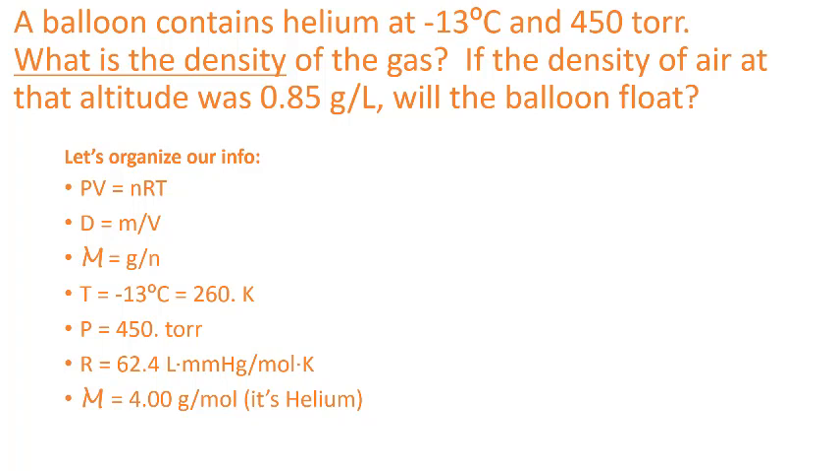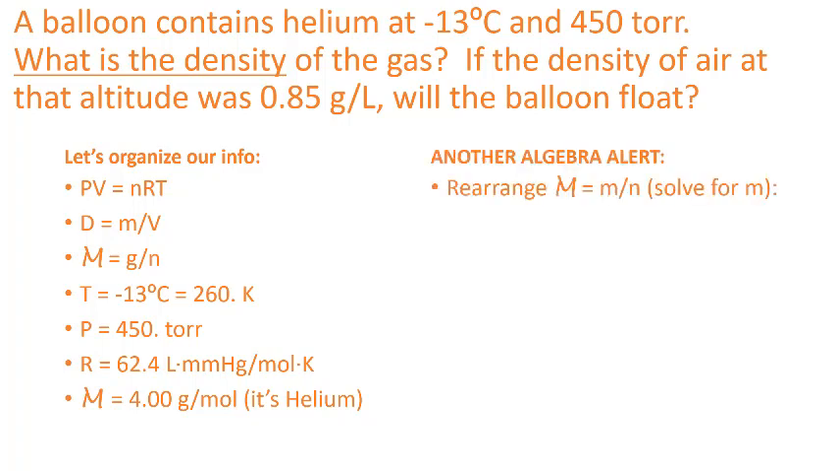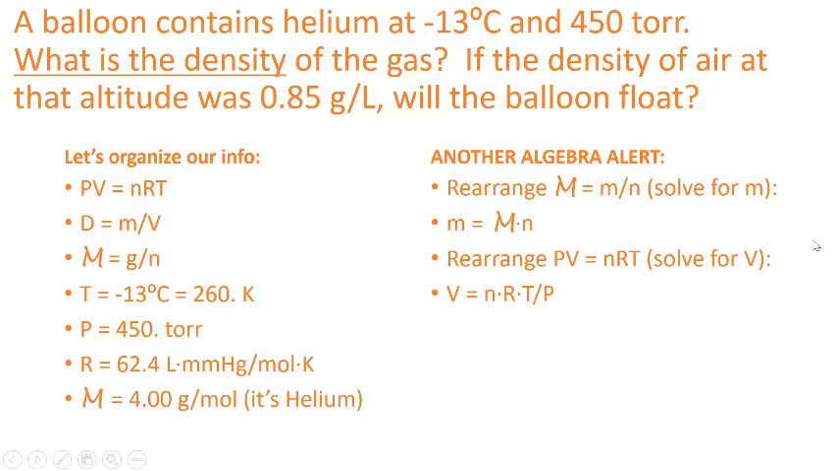Okay, another algebra alert. First, I'm going to rearrange my molar mass equation. I'm going to get mass by itself this time. So when I multiply both sides by n, I find that the mass is equal to the molar mass times the number of moles, n. I'm going to need to rearrange the ideal gas law. This time I'm solving for volume. So when I get V by itself, it's equal to nRT over P.